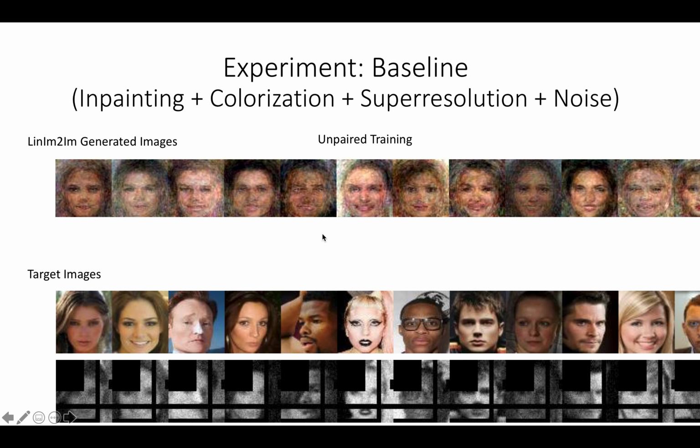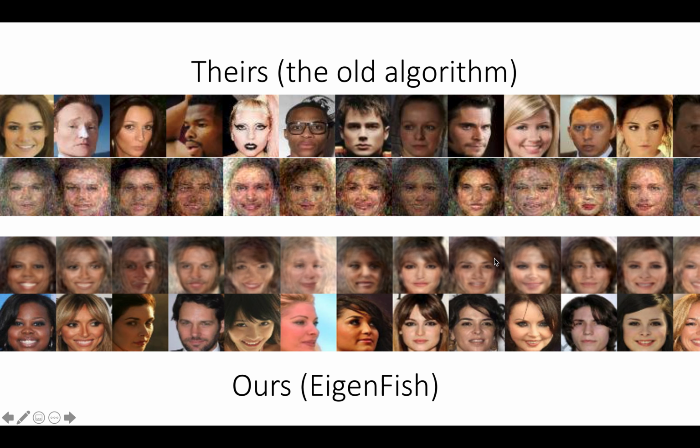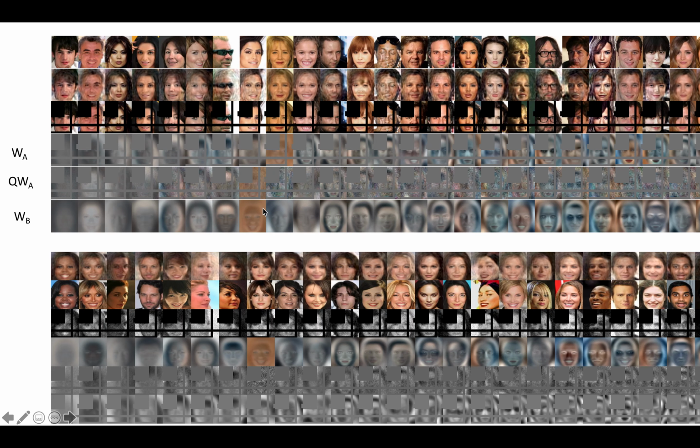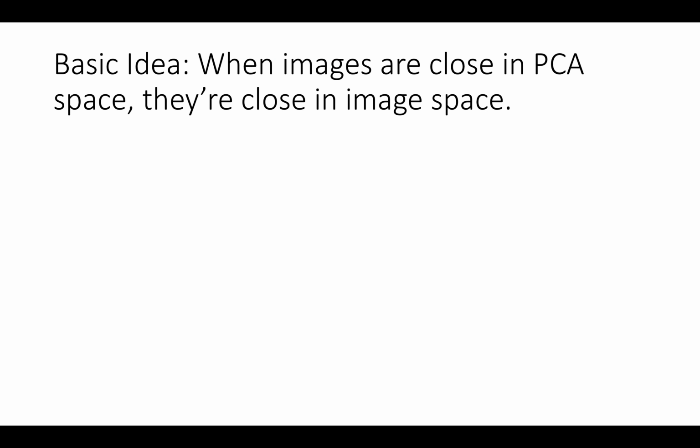And instead of one of those, I decided to make a test case that's really hard. It's actually colorization, super resolution, noise, and inpainting all at the same time without pairs. And the result is their algorithm didn't do very well. This is their results. And these are our results under the same circumstances. Here's some more test results.